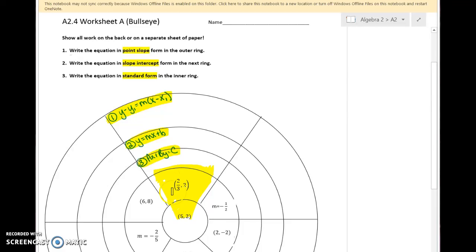We're going to use the point 5, 2 and the point 2/3, 2. In the next wedge, you would use the point 5, 2 and the slope negative 1/2. In the next wedge, you'd use those 2 points and so on. So you use the center dot for everything and then whatever is in that outer ring.